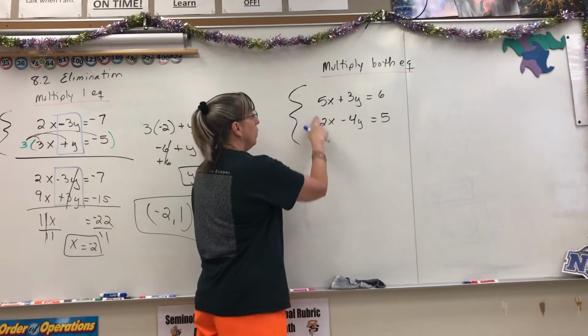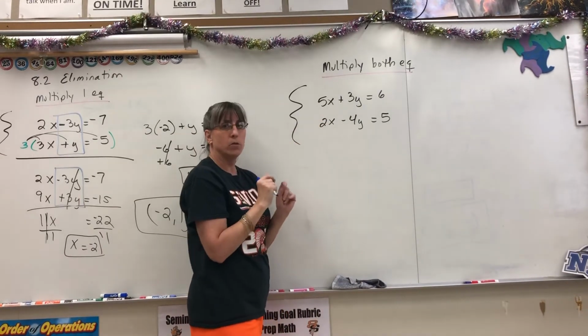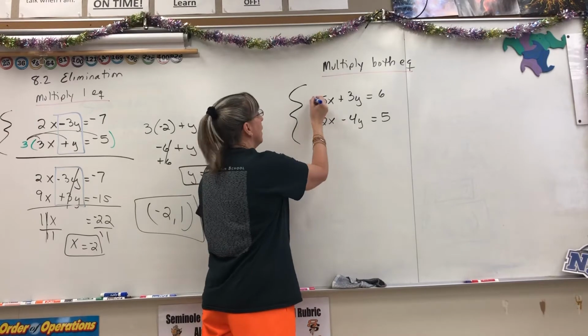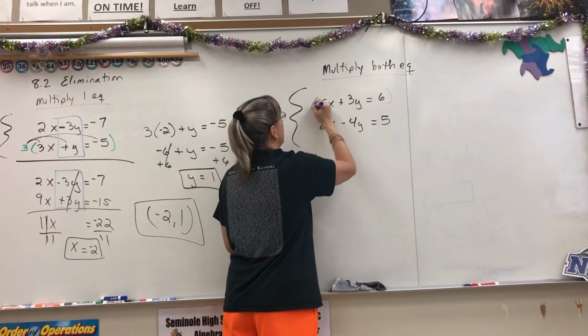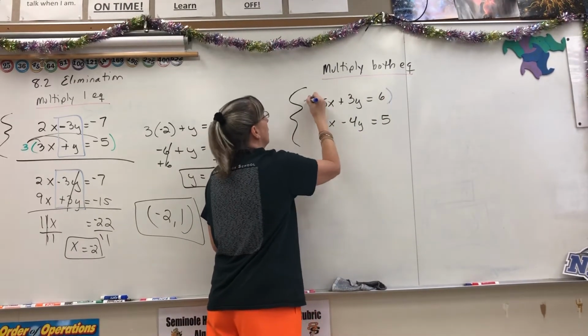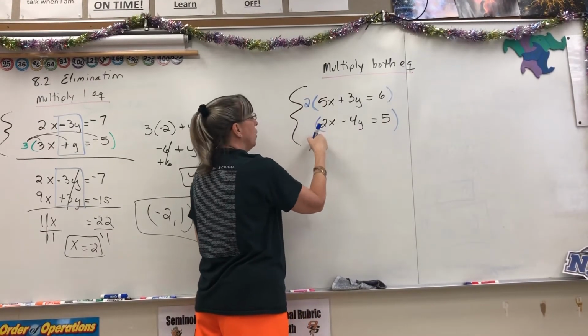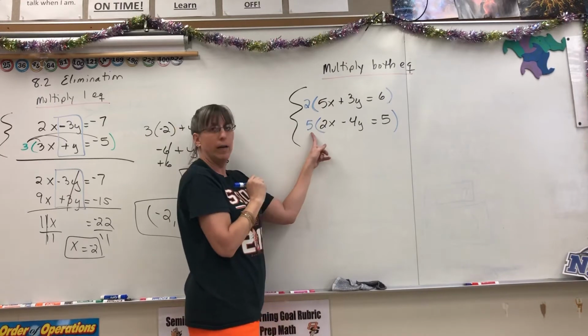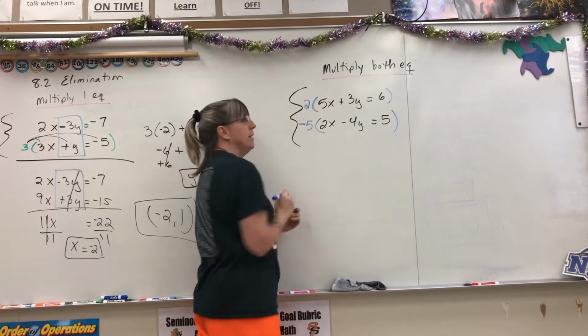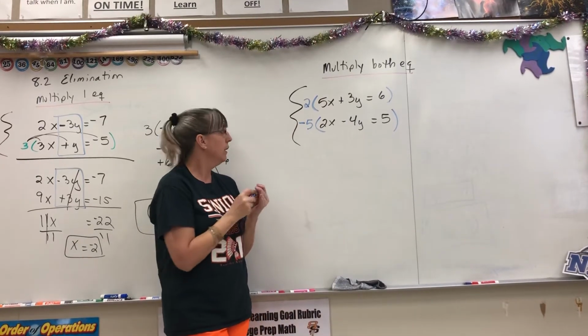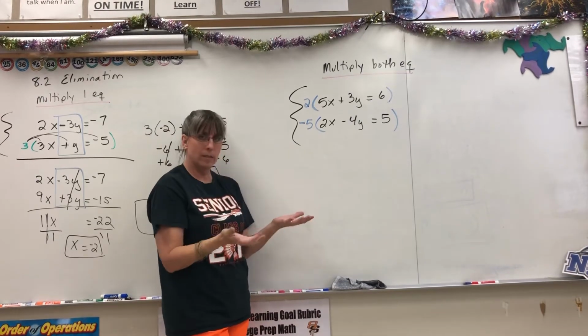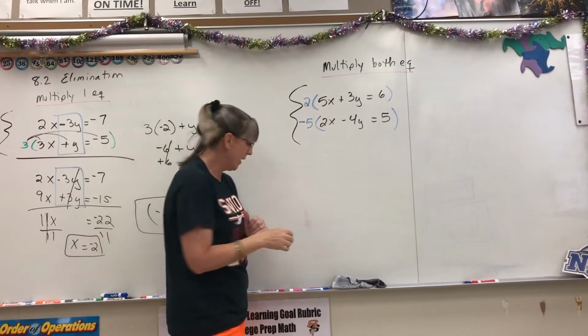So if I want to make these the same number so that I can eliminate, I've got to multiply this top equation by 2, and I have to multiply the bottom equation not by 5, but by -5. Okay? I have to have one positive and one negative, or it is not going to work.